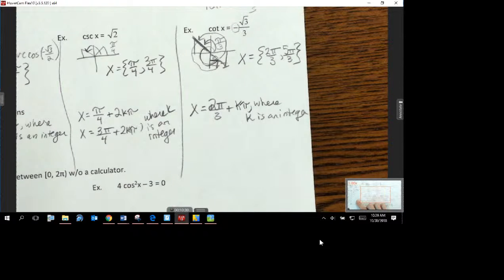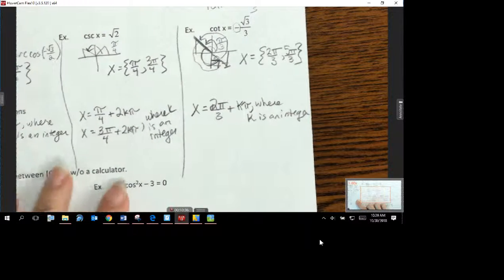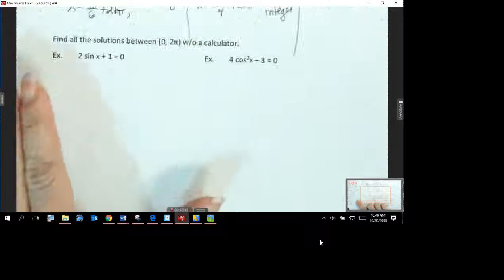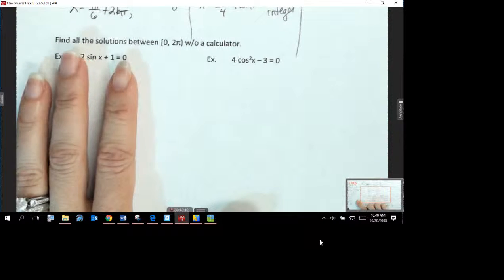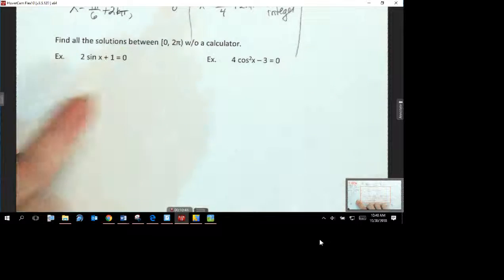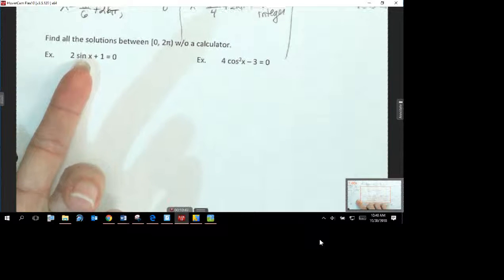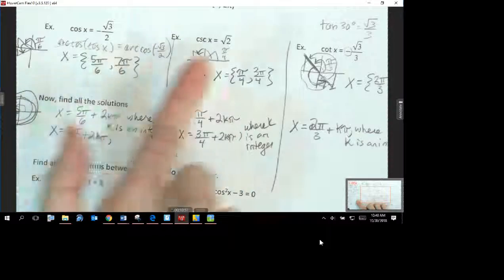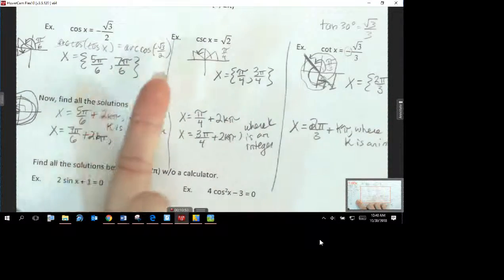All right, the rest of these, we're only finding the answers between 0 and 2 pi. But if you were asked to find all the solutions, which there's like 2 questions in your assignment that do that, there's examples there. All right, the last one, we are just solving equations, and then you're going to solve them so you get sine x by itself. And then once you get sine x by itself, then it's just like solving these that we've already done in chapter 4.